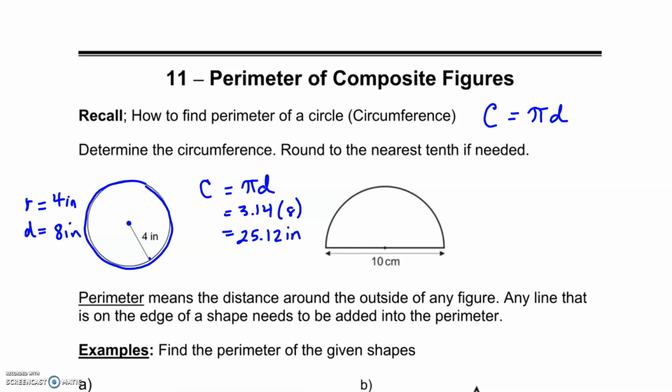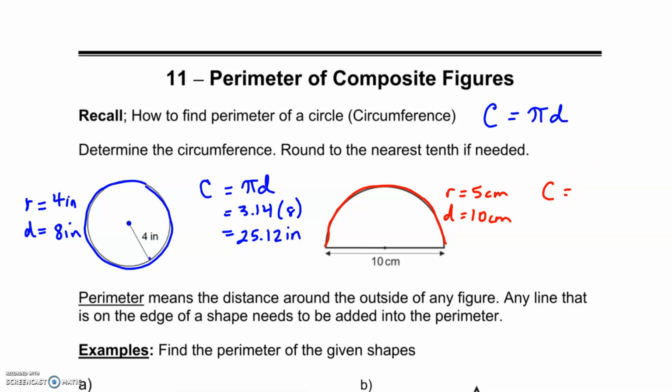All right, let's take a look at our next circle. So we're going to determine the circumference, and the circumference this time is just halfway around. Okay, again, we'll start with our radius and our diameter. The line I can see goes from one side to the other, so that means it's a diameter. And to get the radius, I would just divide that by 2 to make it 5 centimeters.